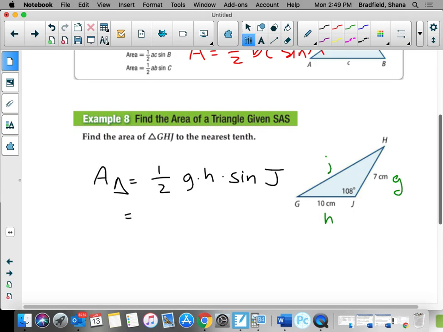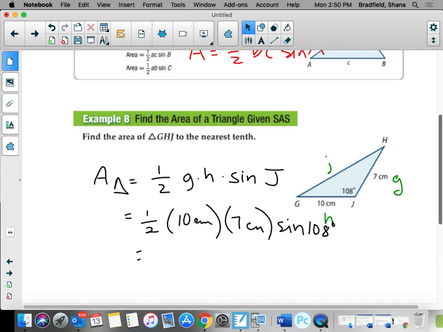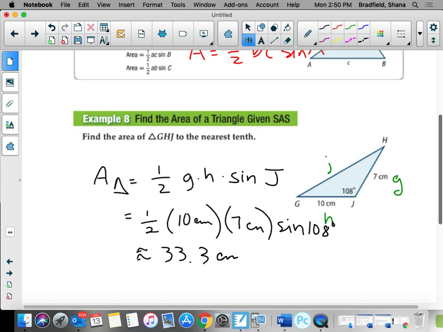And then we can substitute in. So we have 1/2, 10 centimeters, times 7 centimeters, times the sine of 108 degrees. And again, I would just put that all in my calculator at the same time. If I were doing this by hand, I would end up with 35 times the sine of 108. And I get about 33.3 centimeters squared for my answer. So that's the area.